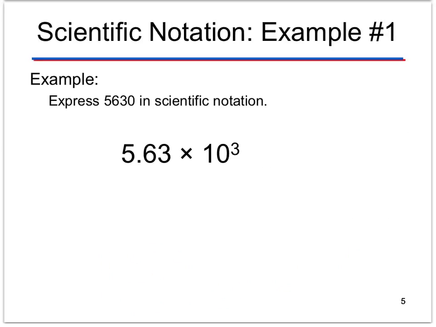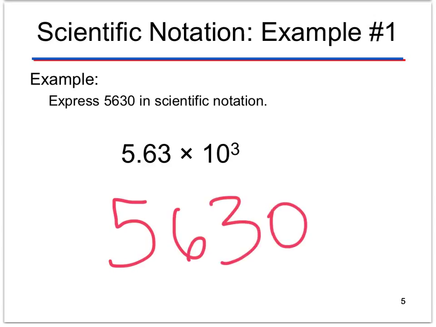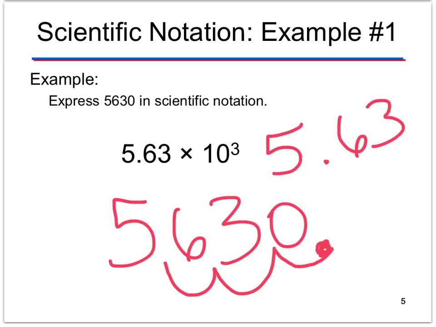So here is an example. Express 5,630 in scientific notation. Your decimal point, even though it's not there, it is there. It needs to move over 1, 2, 3. So it gets written as 5.63. You don't really need the 0, you can drop it. We moved it 1, 2, 3 times, so it's the third power: 5.63 times 10 to the third.